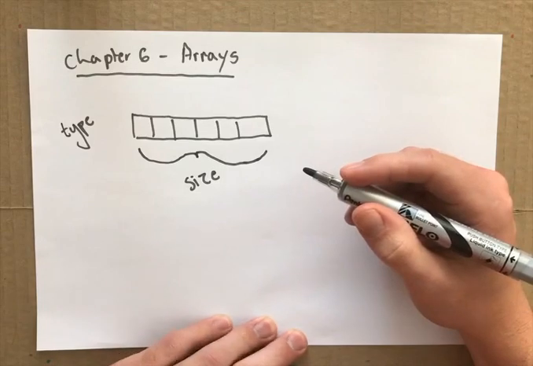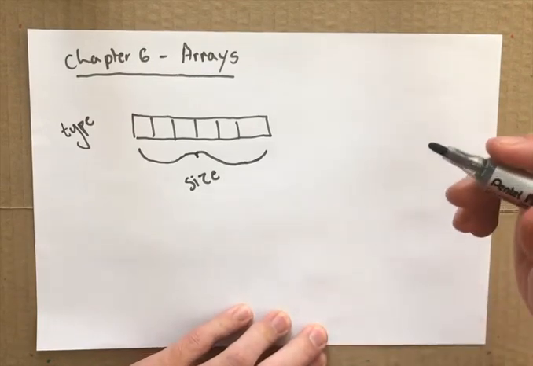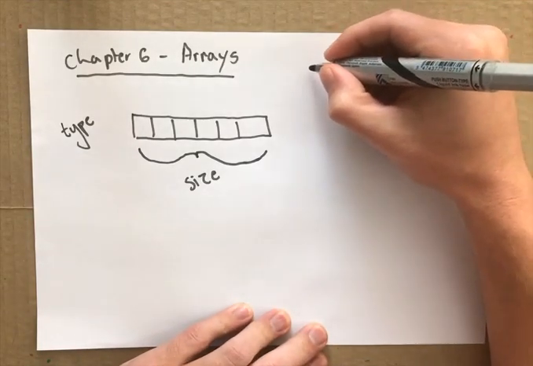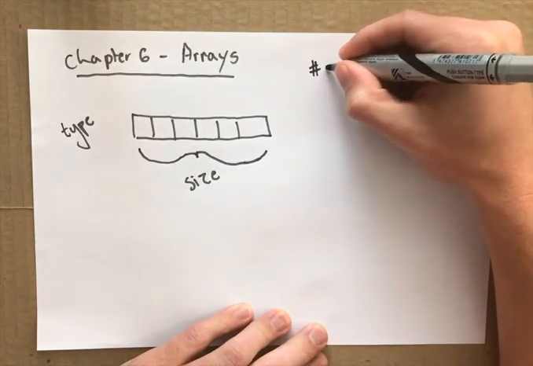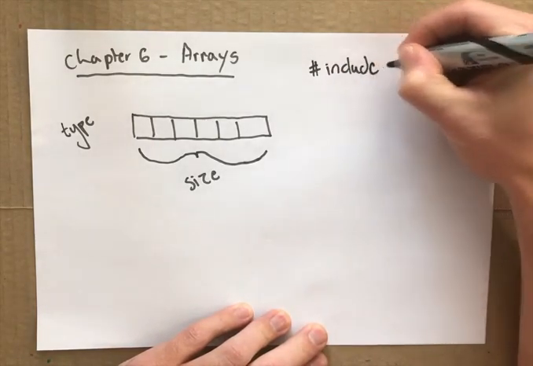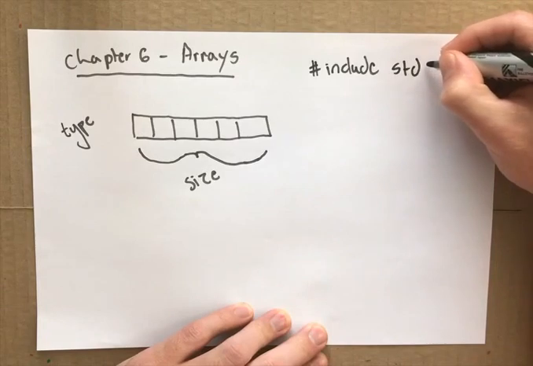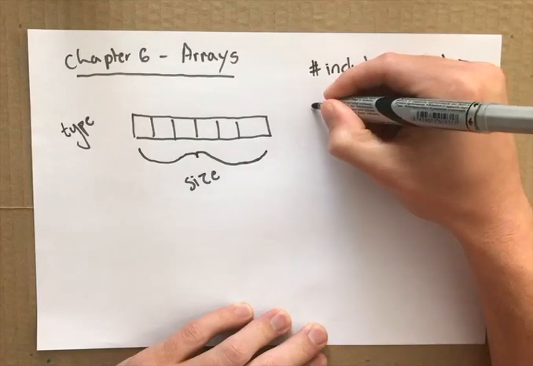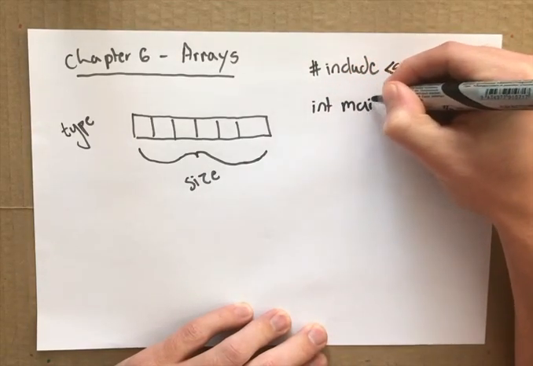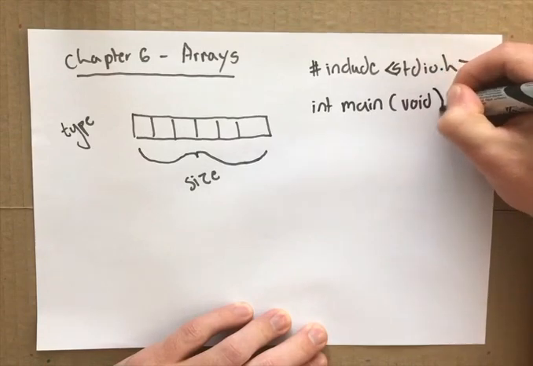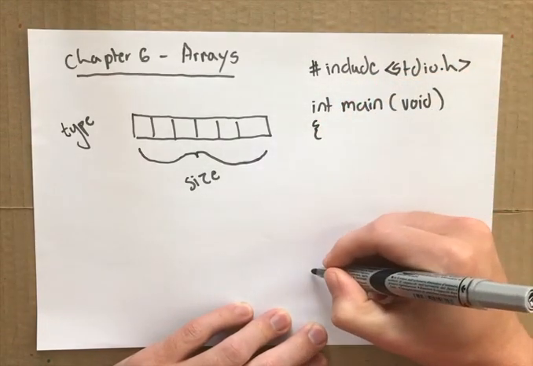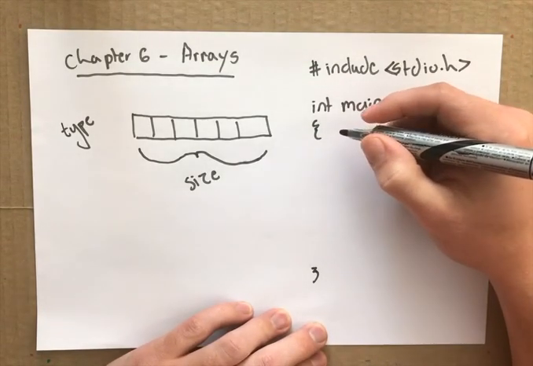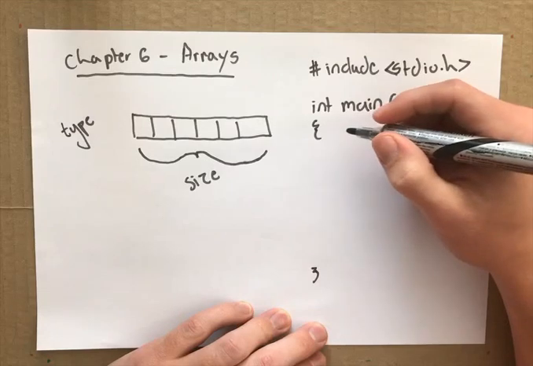So when we create an array in the C language, we will use an array exactly the same as we use a variable. Let's start off with #include <stdio.h>, int main(void), and close the brackets. Now let's say, for instance, we want to create an array with the name A.